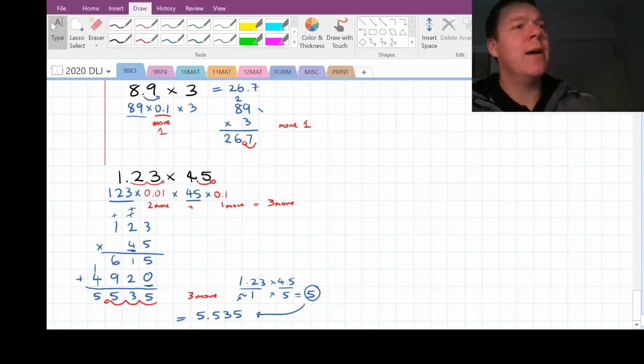Oh, Emma. Emma says, do we need to send you a photo of our work once we've done it? You can, yeah. I would. It's not essential, but I like to see the work that you guys have been doing. It's been really great to see that some of you have been sending me emails of the work that you've done. So yes, I would love it if you'd send me your work.